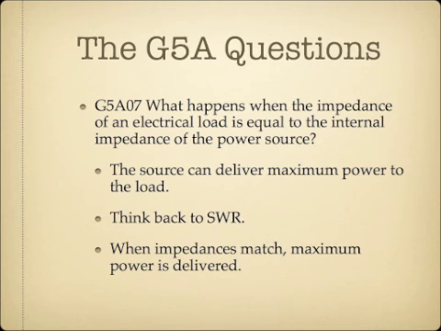What happens when the impedance of an electrical load is equal to the internal impedance of the power source? The answer is the source can deliver maximum power to the load. So if you think back to the standing wave ratio and impedance matching between antennas and transmitters, this is the same thing except a much broader scope because impedance matching doesn't only include antennas and transmitters. When impedances match, the maximum power is delivered, and that's the theme you need to remember for these impedance matching questions. The closer the impedance is to a match between the power source and the load, the more power is delivered.